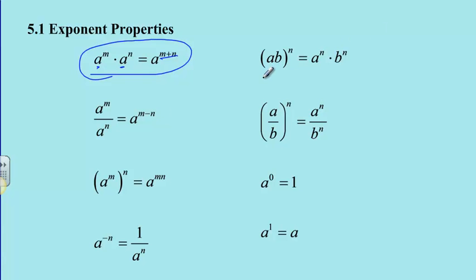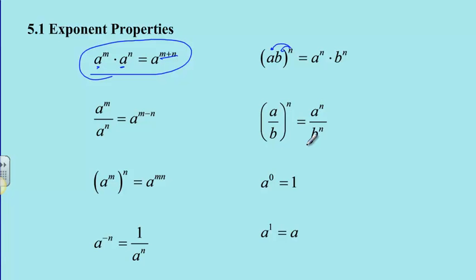Over here, we're distributing. When we have multiplication, we can distribute exponents. Now, we can't distribute exponents when we're adding or subtracting, but when we're multiplying or even dividing, we can distribute those exponents. You can see ab to the n is a to the n times b to the n, or a divided by b to the n is a to the n divided by b to the n. So addition, subtraction, can't distribute. Multiplication and division, we can.